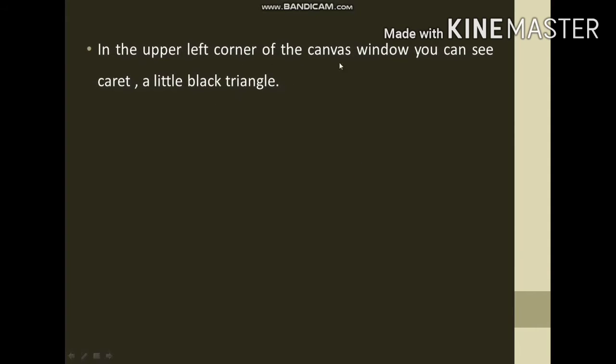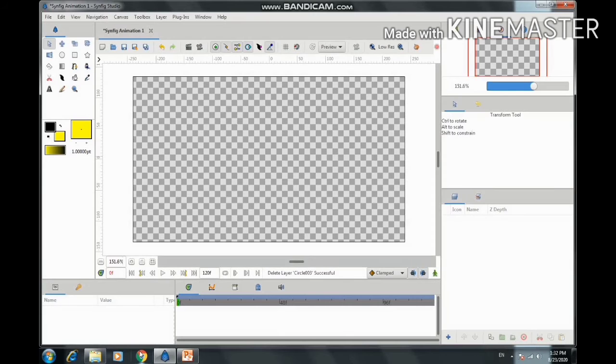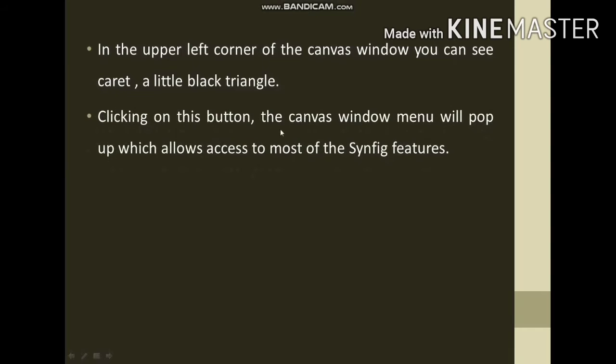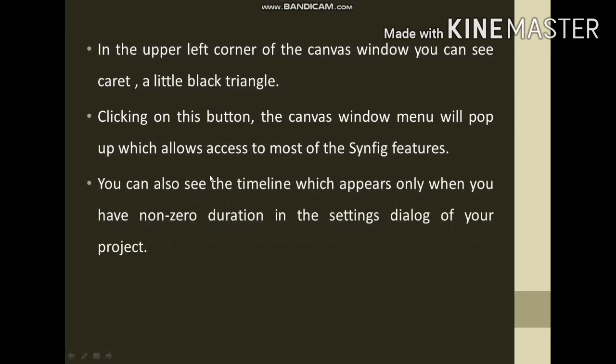In the upper left corner of the canvas window, you can see the little black triangle, that is a caret. This little black triangle is the caret which displays the main menu. Clicking on this button, the canvas window menu will pop up, which allows us to access most of the Synfig features. You can also see the timeline, which appears only when you have non-zero duration in the setting dialog box of your project.